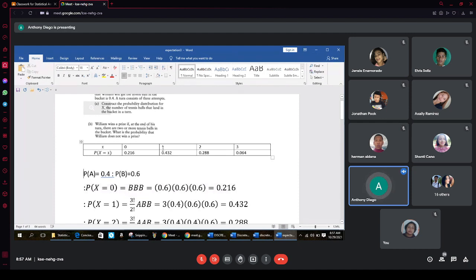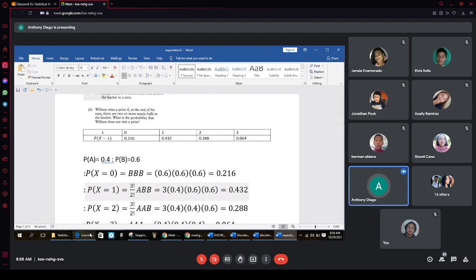Now the probability that he catches 1, meaning that's A and 2 B's. So we could use the factorial here rather than listing the members, because here we have 3 objects in line where 2 are alike. So this would basically be 3 times 0.4 for the A, 0.6, 0.6, and we get 0.432.